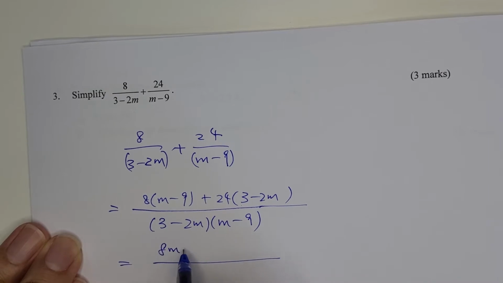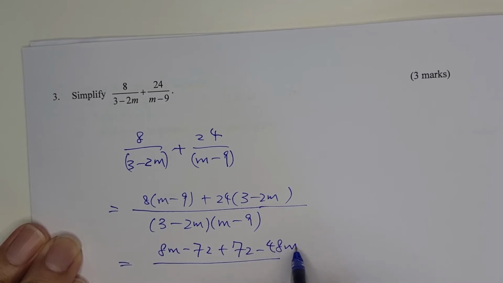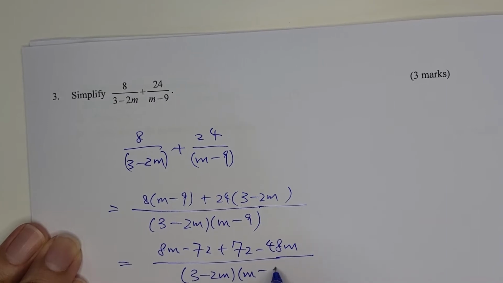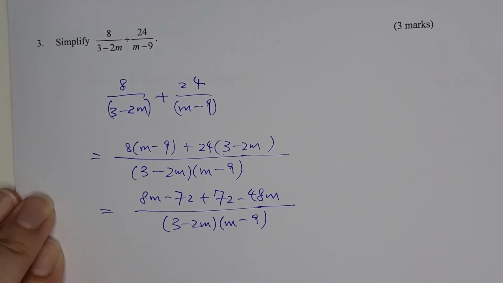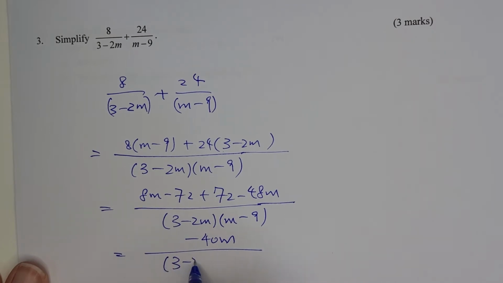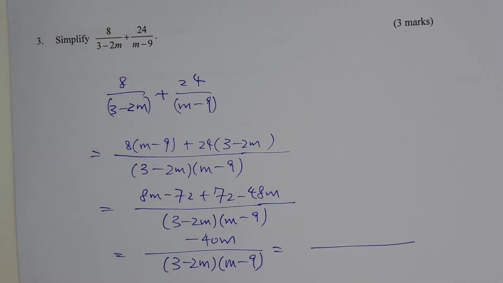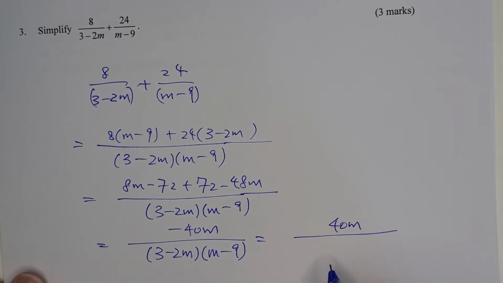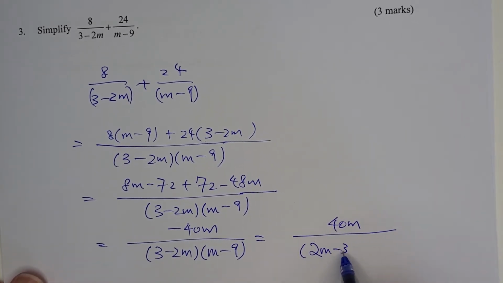So 8m minus 72 plus 72 minus 48m, and denominator 3 minus 2m multiplied with m minus 9. Then you will get the numerator, that is negative 40m, and denominator 3 minus 2m, and then m minus 9. Then you can see there's a negative sign here, so you can remove it, become positive 40m, and the denominator becomes 2m minus 3, and then m minus 9. Here's the remark.